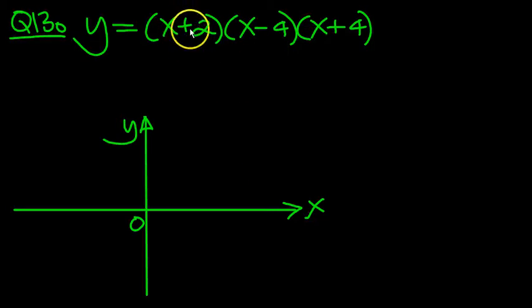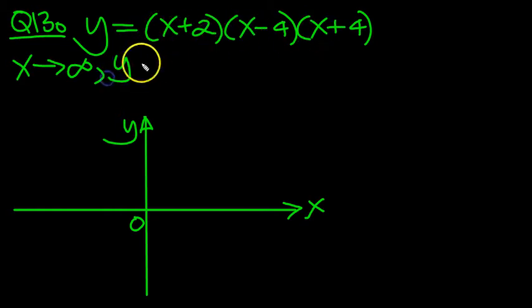y equals (x plus 2) times (x minus 4) times (x plus 4). So let's have a look at this then. As x gets large to infinity, what happens to y? Well, if you look at the dominant term when x is large, it's going to be x cubed, isn't it? So infinity cubed is still positive infinity, isn't it? So as x gets large, y gets very large.